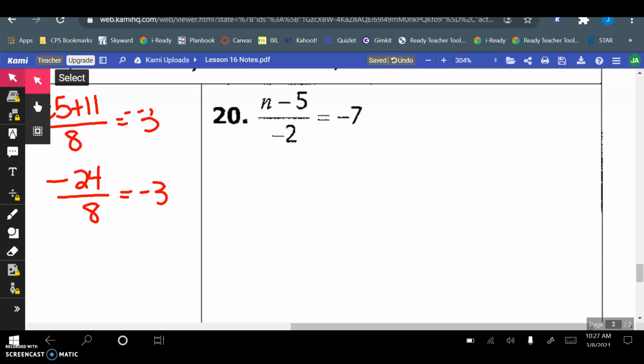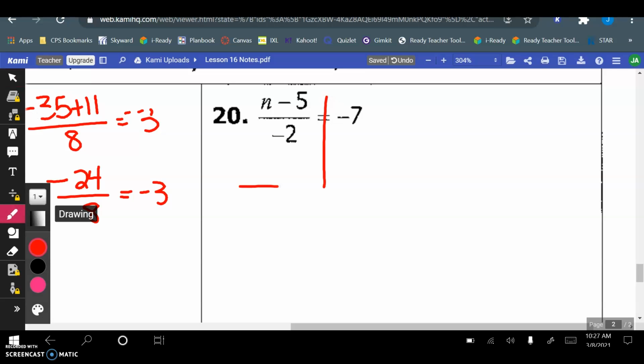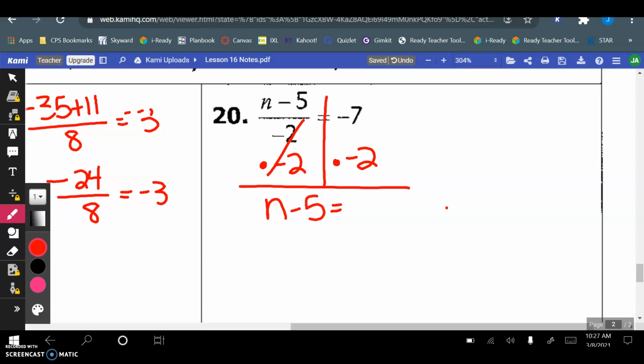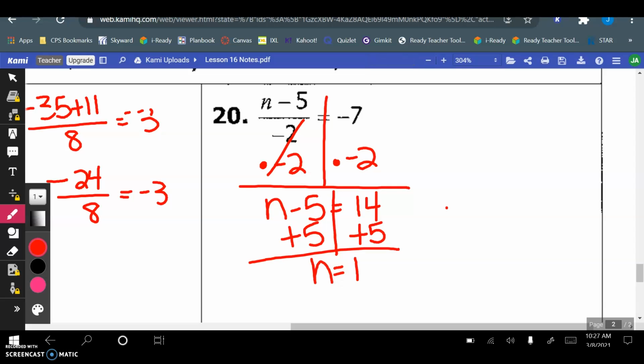And just one more of these. I'll do this one here. So n minus 5 divided by negative 2. Divide by negative 2 has to go away first, so we're going to multiply by negative 2. So those cancel, and we have n minus 5 left. And negative 7 times negative 2 is positive 14. And then we have to add 5 to get rid of the minus 5. So n equals 19. And then plug it back in to check our work.